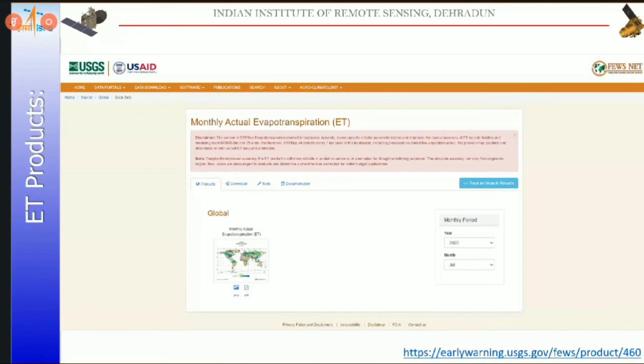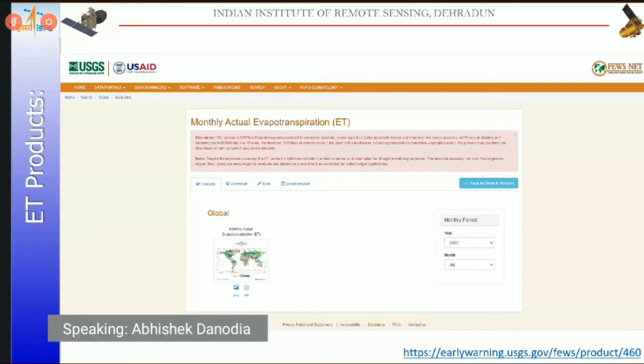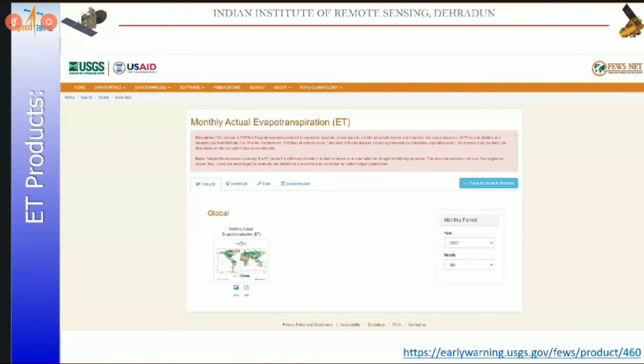Here you can easily download global scale monthly actual evapotranspiration data sets. And if you want to calculate how much monthly actual evapotranspiration there is in your particular area, and how much variability there is from month to month, season to season, or year to year, all kinds of data sets you can download and you can also visualize the results.